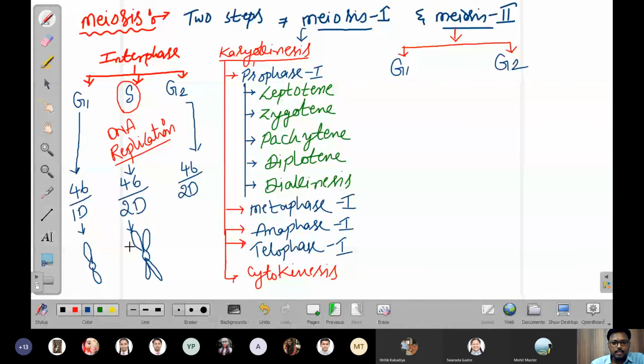Now, what will be the stage after the cytokinesis? After the cytokinesis, the cell here is in meiosis 2. Now, what is the number of chromosomes in meiosis 2? In the beginning of meiosis 2, how many chromosomes and DNAs does the cell have? 46 chromosomes and 2 DNA. So, what is the use of this cytokinesis?